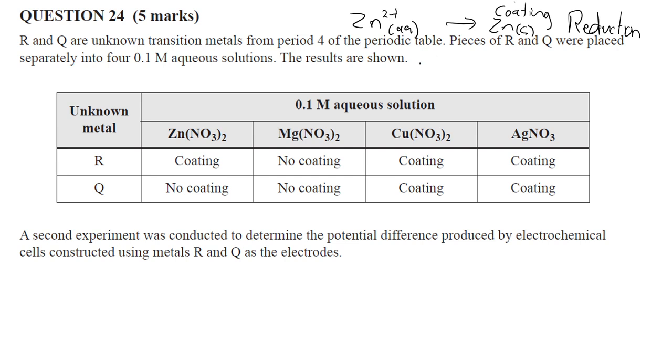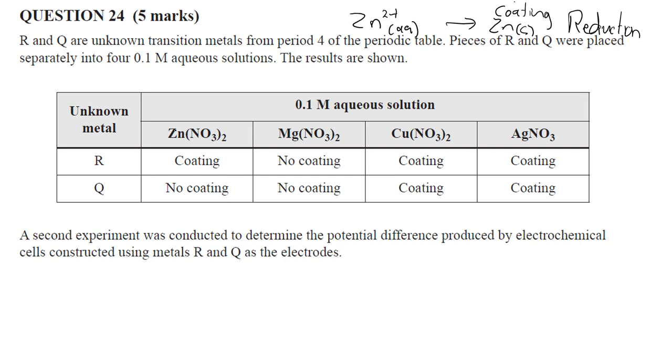If they don't form a coating, it means that the metal that they're reacting with is already reduced and it has a higher E naught value than the solution.